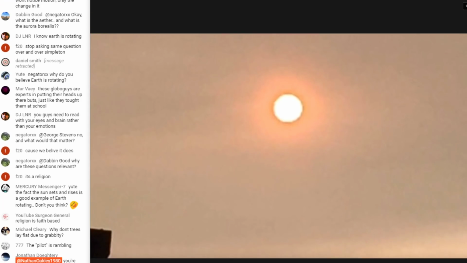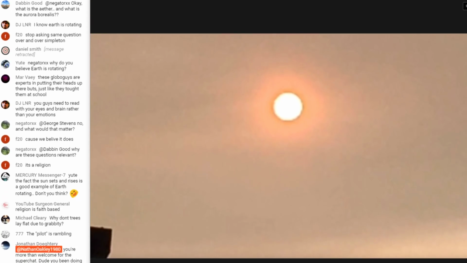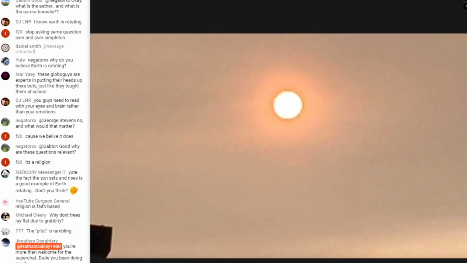Well, I don't actually look at the exact pole point because there's not really a star there that's visible with the naked eye. I said rotation point. I didn't say pole star. I said rotation point.